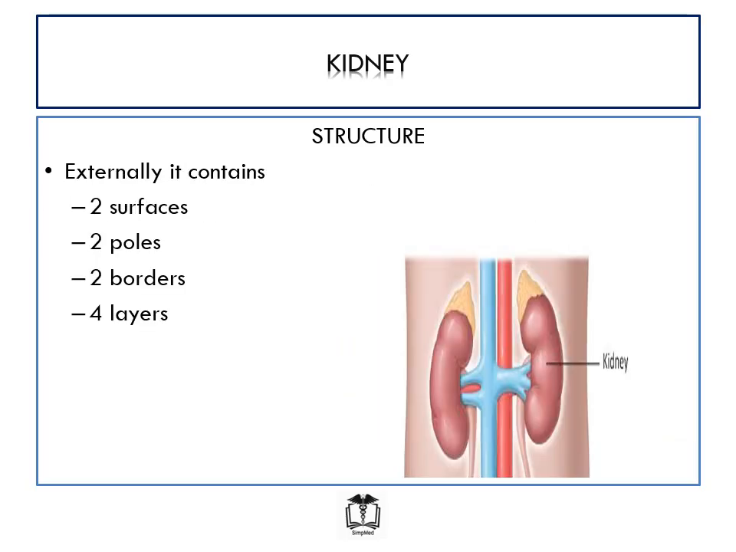So externally, I like to talk about the kidney in terms of its four major aspects. We talk about the surfaces of the kidney, the poles of the kidney, the borders of the kidney, and then the layers of the kidney. We have two surfaces, two poles, two borders, and then finally four layers. We'll talk about each of them one by one.